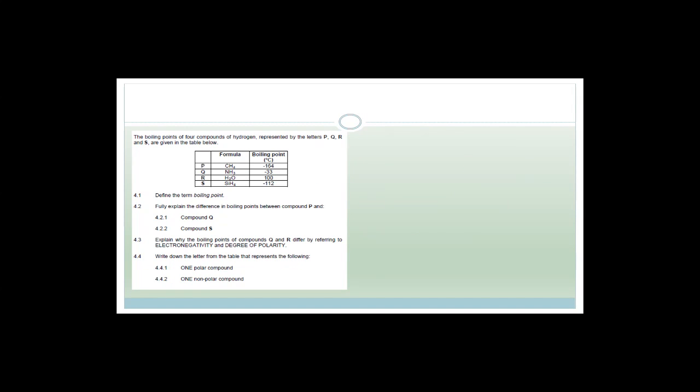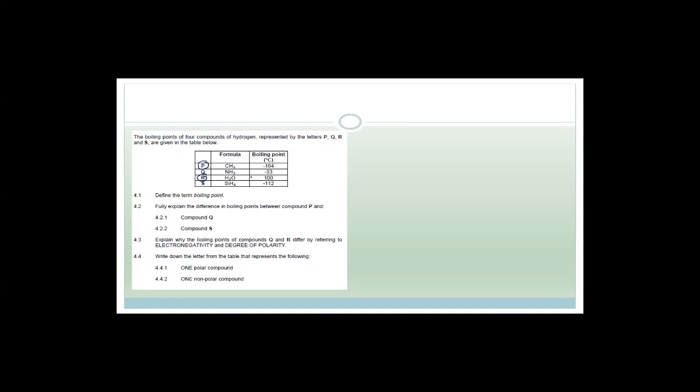Right, now it says the boiling points of four carbon compounds of hydrogen represented by letters P, Q, R, and S are given. So here are the boiling points: minus 164, 30, minus 33, 100, and minus 112. It says define the term boiling point. What's important about the term boiling point is that this is the temperature at which the particles boil compared to just vaguely evaporate. In other words, it is a temperature at which the object will change phase.